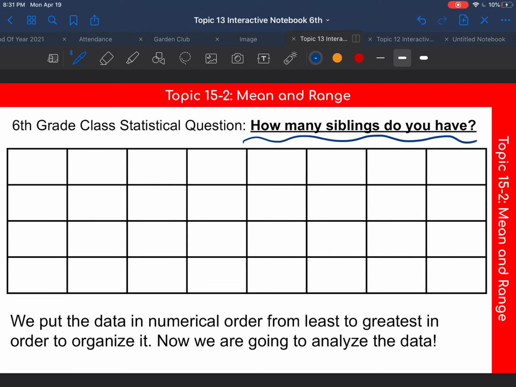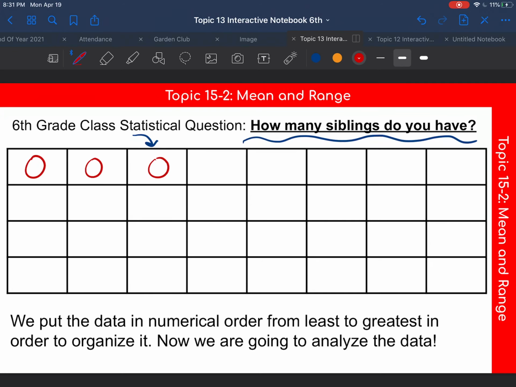So what I did, I looked at all the data that we collected from that question. And what I'm going to do in this chart and what you guys are going to do is we're going to order them from least to greatest. All right. So I'm going to put all the numbers in this chart and then I'm going to pause it and you can copy down the numbers in your notes. So I collected data from both classes, 6R and 6G, and asked the question, how many siblings do you have? And these are the results that I got.